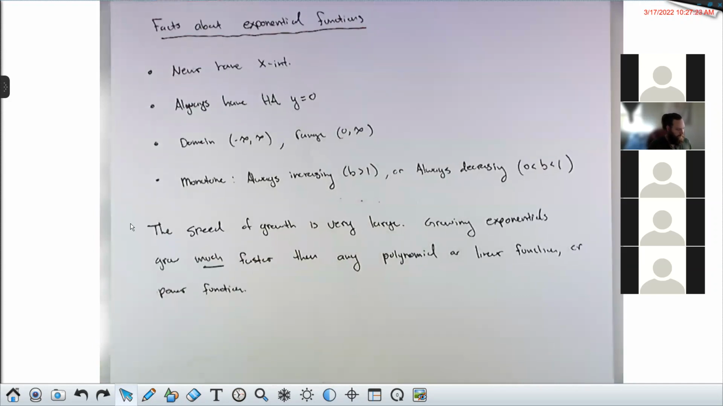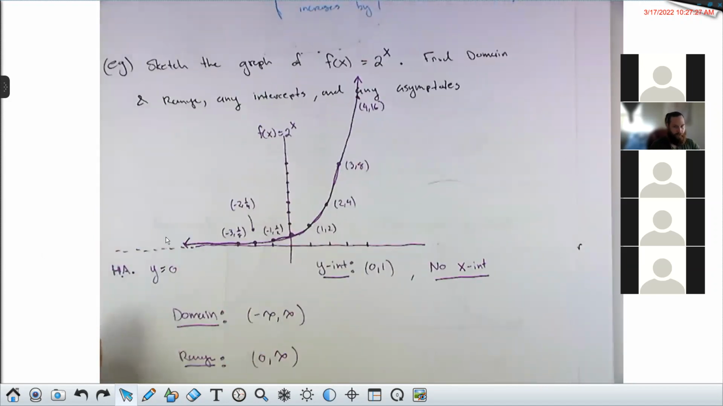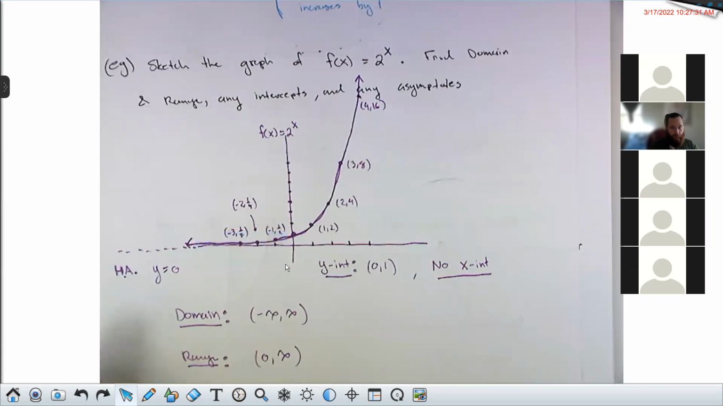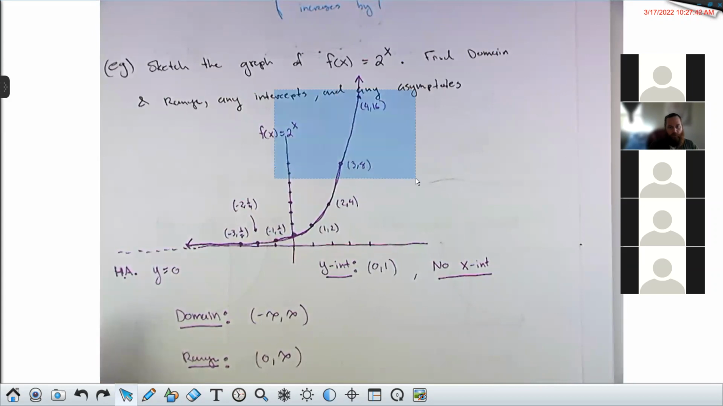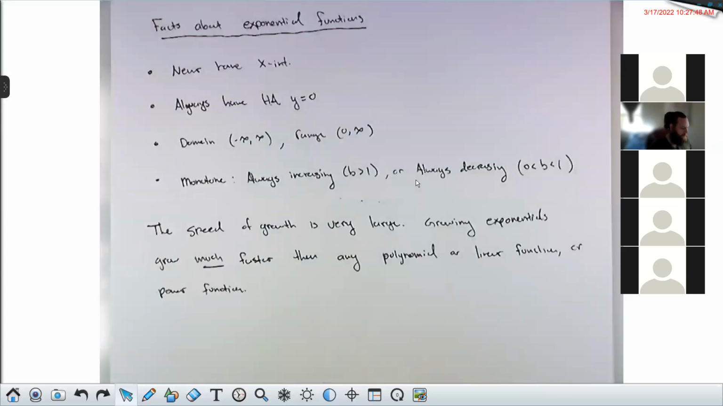So it may not look it, but if you're looking over here, it might not look like it's growing very fast, might not be very steep. But as you come further and further to the right, the slopes get more and more vertical. So much so that this will outpace, will grow faster than any power function or any polynomial.